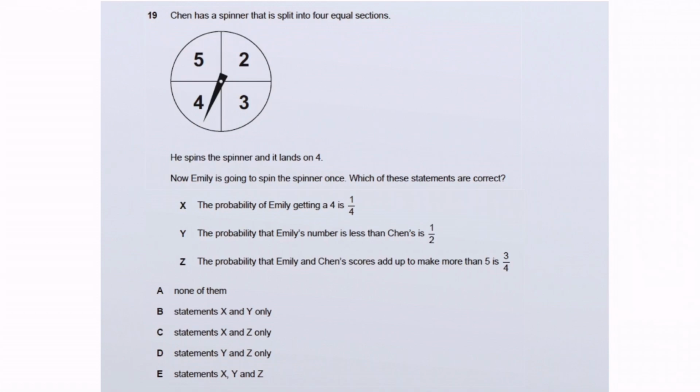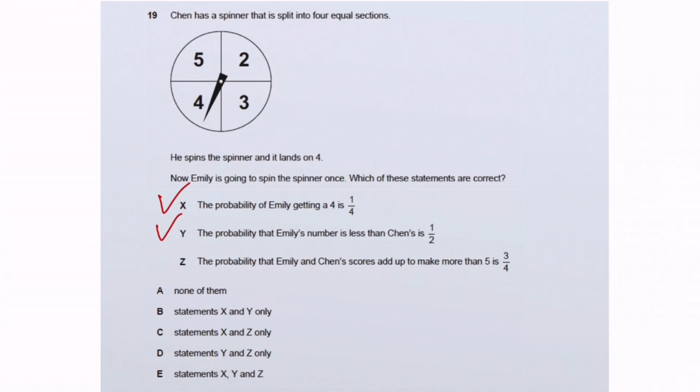So for X, the probability of Emily getting a 4 is 1/4. Well, we know that the spinner is separated into 4 and there are only 4 options. So it means that there is a 1/4 chance of getting each number, which means X is correct. Y, the probability that Emily's number is less than Chen's is 1/2. So Chen got a 4. And we know that the numbers less than 4 are 2 and 3, which makes up 2 of the 4 options, which is 1/2. So that is also correct.